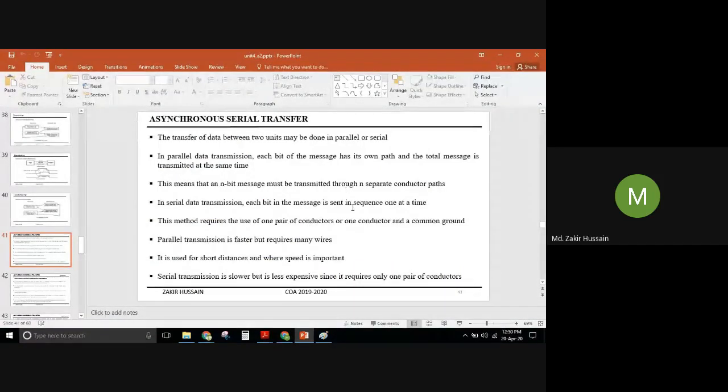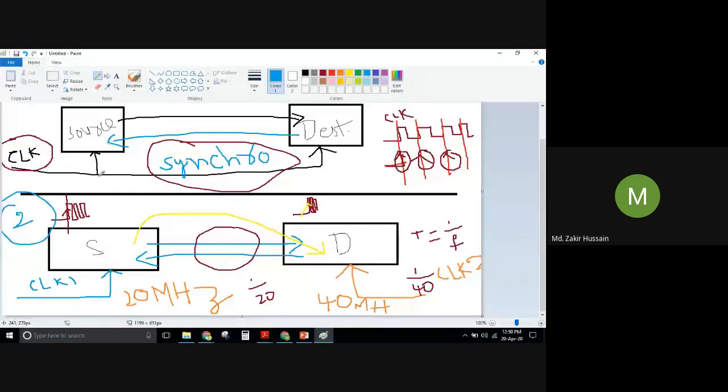How do we do this asynchronous? Earlier, this is called synchronous, this sort of transmission where the clocks are different here, 20 and this is 40, for example. Clocks are different. This source unit is operating on a different clock, and the destination unit is operating on a different clock. So we say this sort of devices are asynchronous. So such asynchronous systems are there, but still, how do we transmit this data? That's the point.